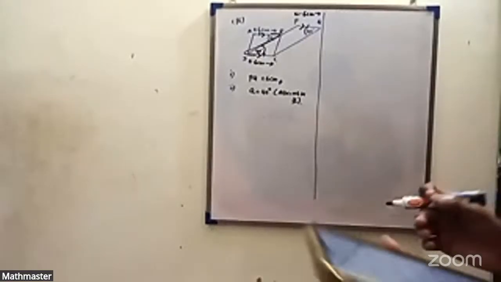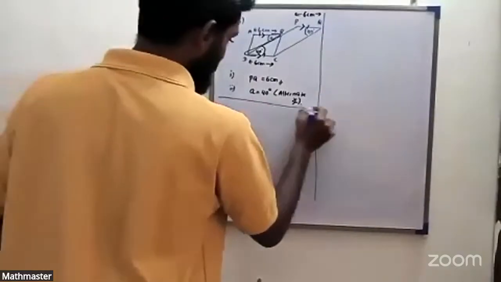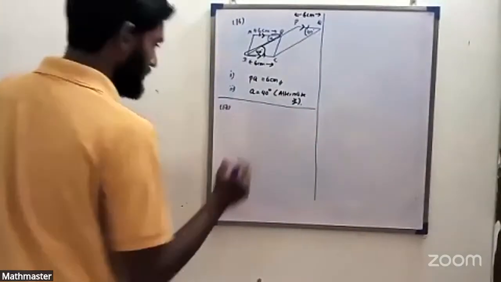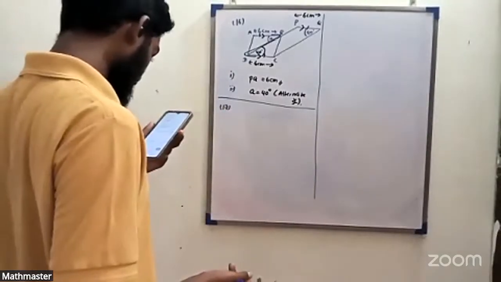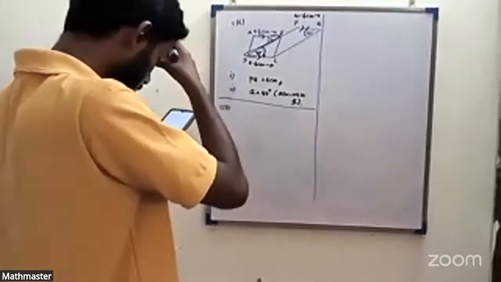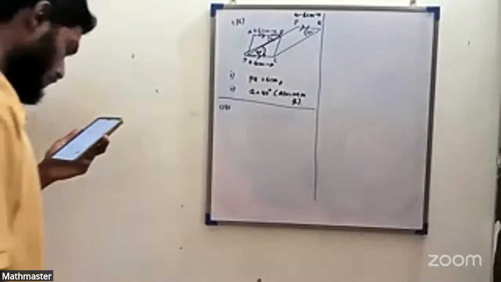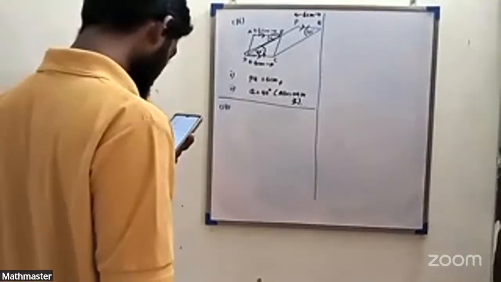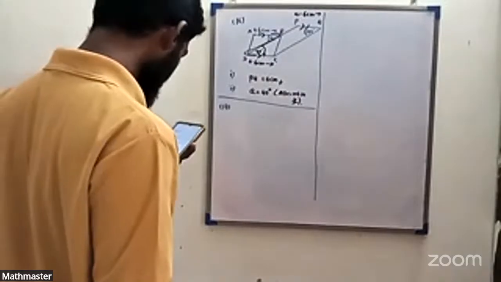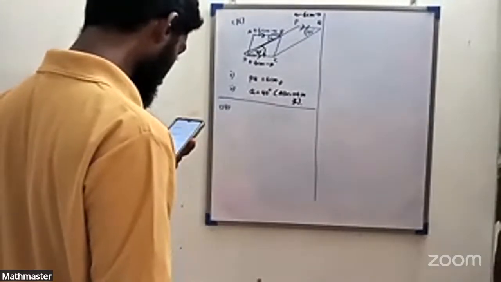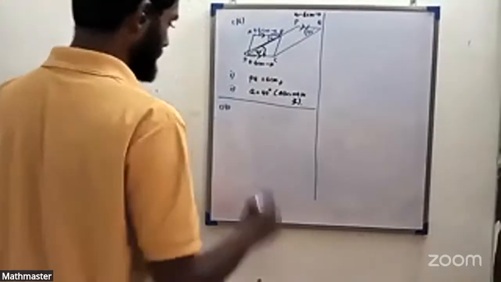Then question number 17. In the parallelogram PQRS, the length of the perpendicular drawn from P to SQ is 4 centimeters. If the area of the parallelogram is 40 centimeters square, find the length of the diagonal SQ. Right.